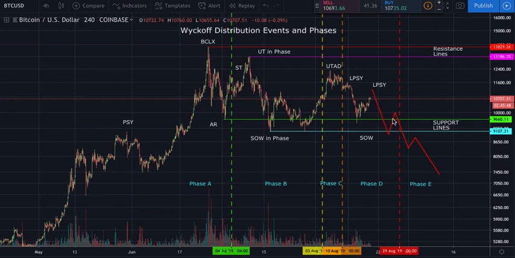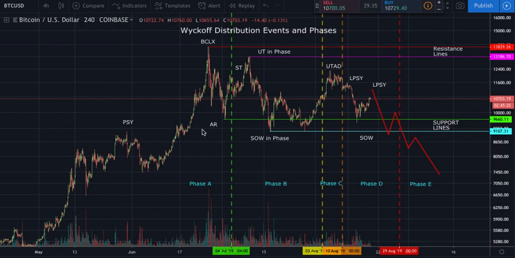We'll often get a bounce off that, and then we'll continue to see markdown throughout this time, followed by lower lows, and then eventually an evident break and usually a massive sell-off. And this represents the distribution pattern completing. Alright guys, well this is basically it. We did a deep dive into Wyckoff Distribution, the different events and phases.